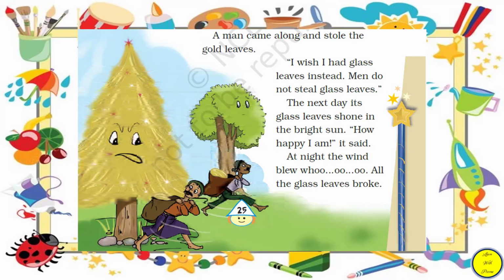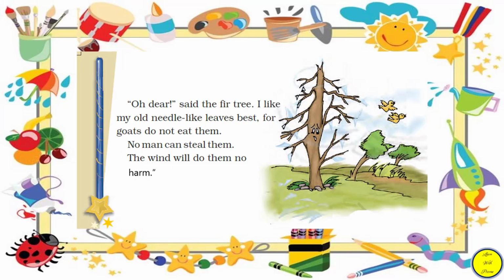How happy I am, it said. Now the tree was again very happy. At night, the wind blew and all the glass leaves broke. So what happened? When the wind blew, the glass leaves broke. Oh dear, said the fir tree. I like my old needle-like leaves best, for goats do not eat them.